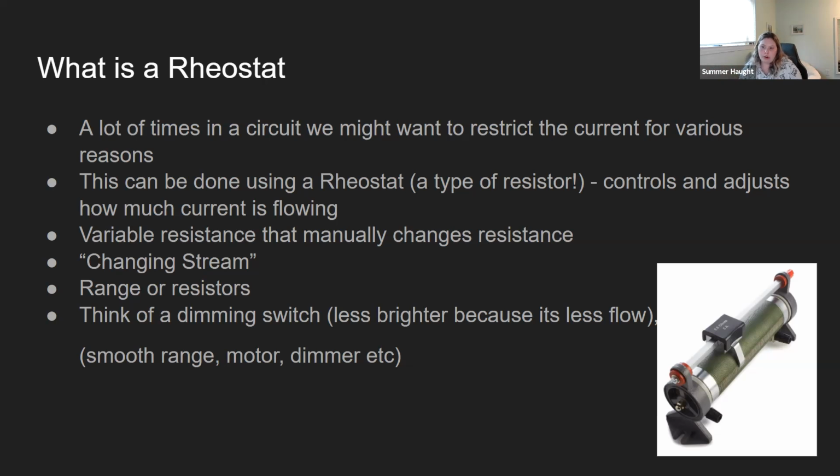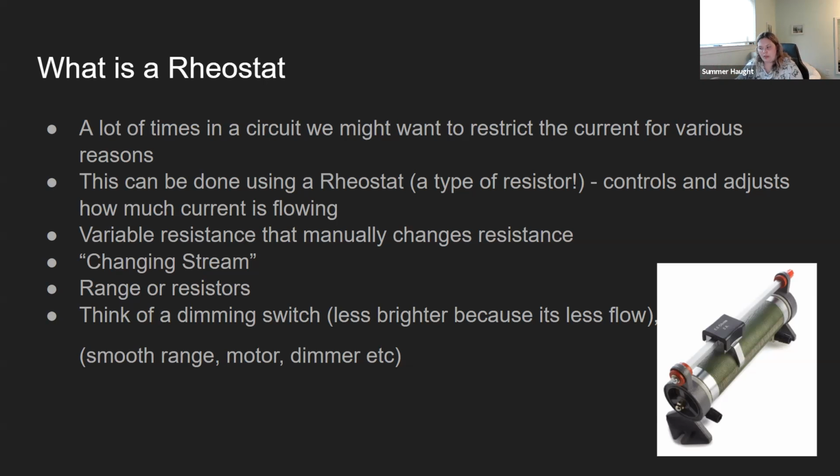The term rheostat actually comes from the phrase "changing stream." Stream in this case is current. So it changes the current at various times throughout a circuit. Basically it's a range of resistors. A rheostat is a range in the sense that we're not just having one current the whole time. It gives us a range, where the current is this speed at this time, or it might be this speed.